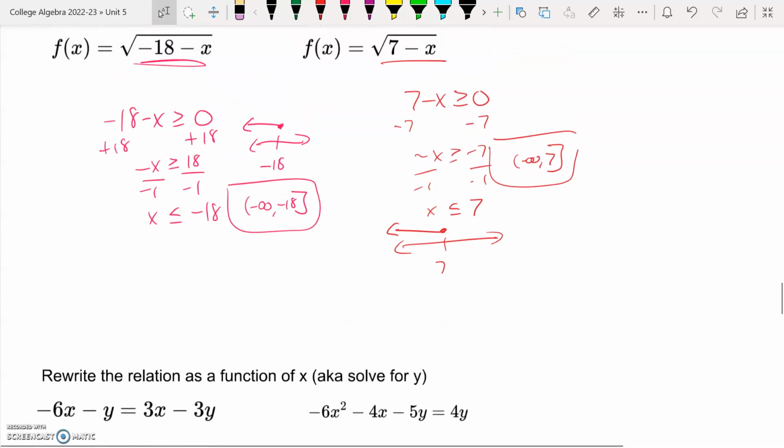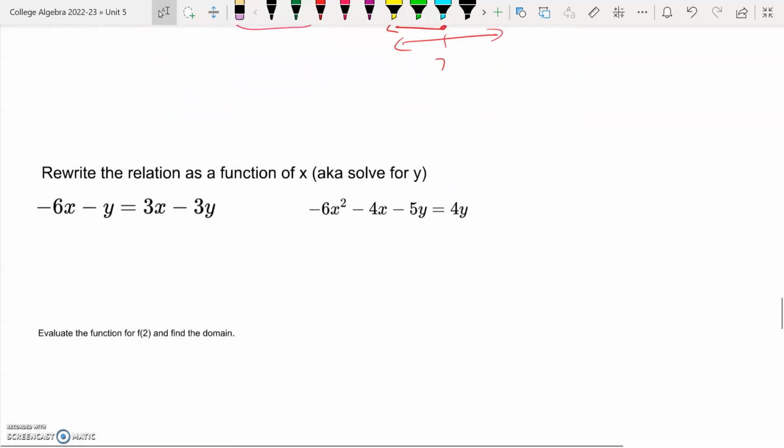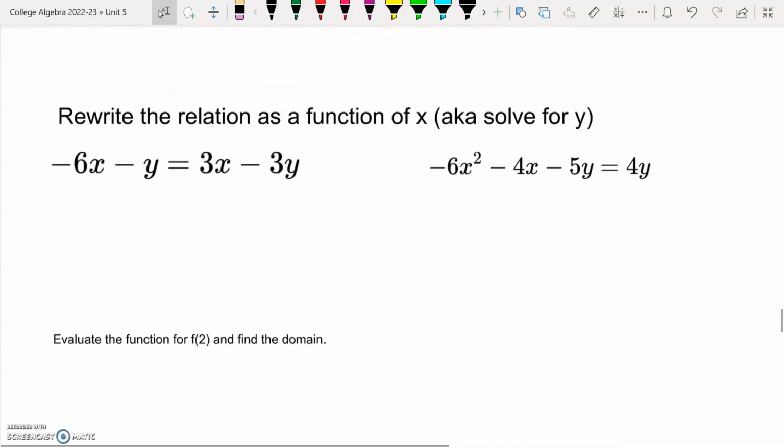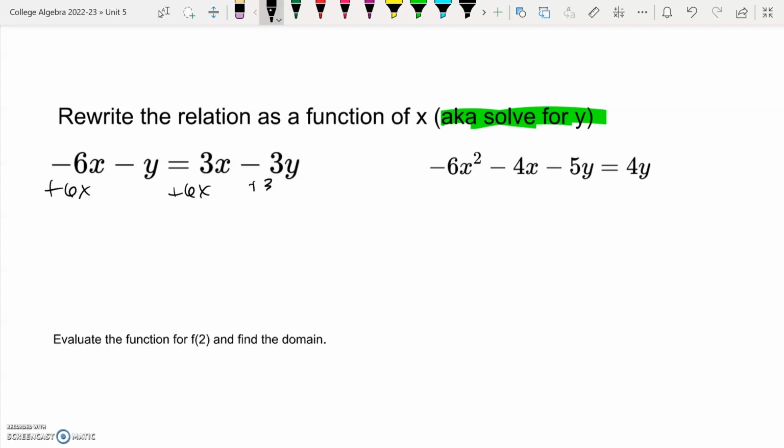Also in this thing, you're going to have to rewrite a function of x. So rewrite the relation as a function of x. This is the fancy wording. All it means is solve for y. So you're just going to take your function and solve it for y. You would solve for y, I'd add 6x, add 6x, add 3y, add 3y. I get 2y equals 9x. Divide by 2. I get y equals 9 over 2 x.